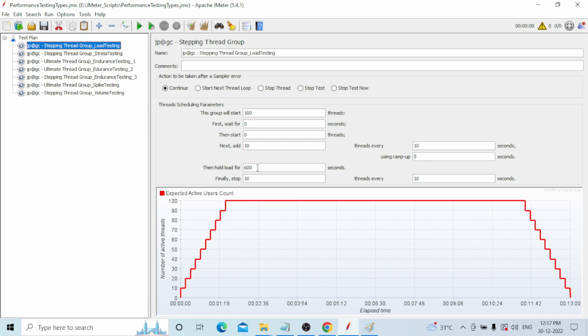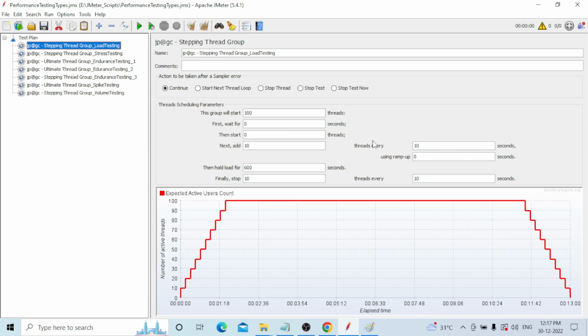The whole load runs a total of 10 minutes; I have given 600 seconds, which means 10 minutes. Finally, stop 10 threads, 10 users, every 10 seconds. This is the way I have given it, and the load is how we need to proceed. This design is only for load testing.